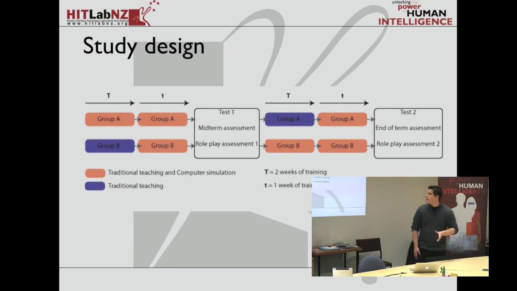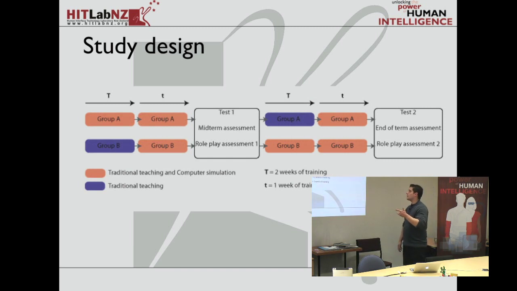For the study design of the first study, we split those 12 students into 2 groups according to their GPAs. So we just kind of made it even. Then we had a training period of 2 weeks where one group was training using the computer simulation on top of the traditional teaching, which would be classes plus a day a week in the clinic. And the second group was just doing the traditional teaching.